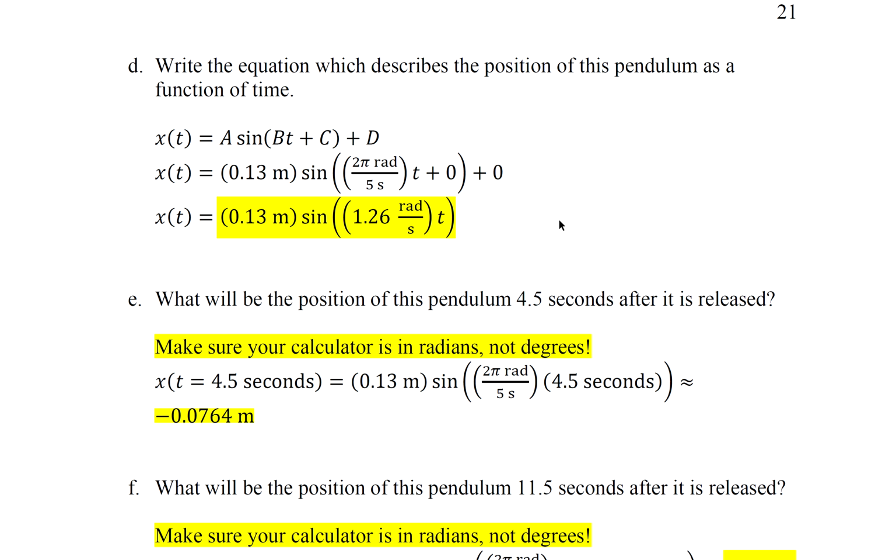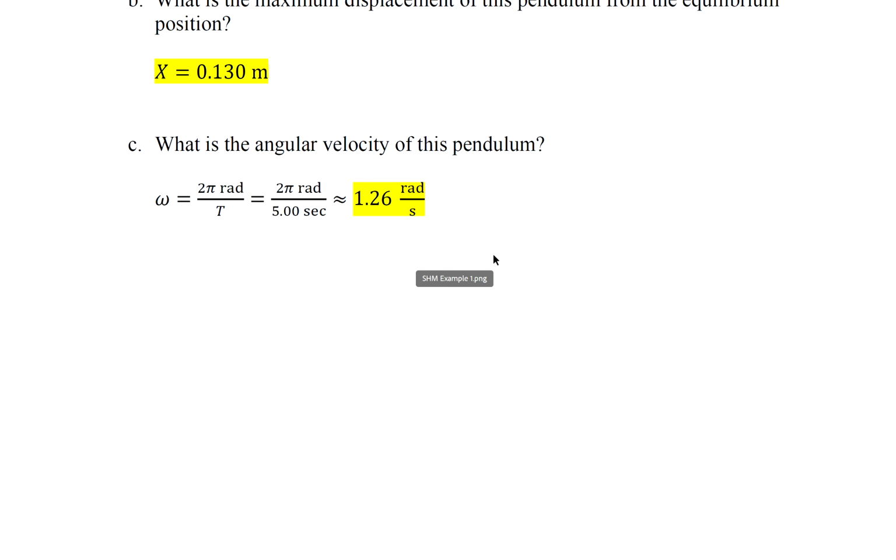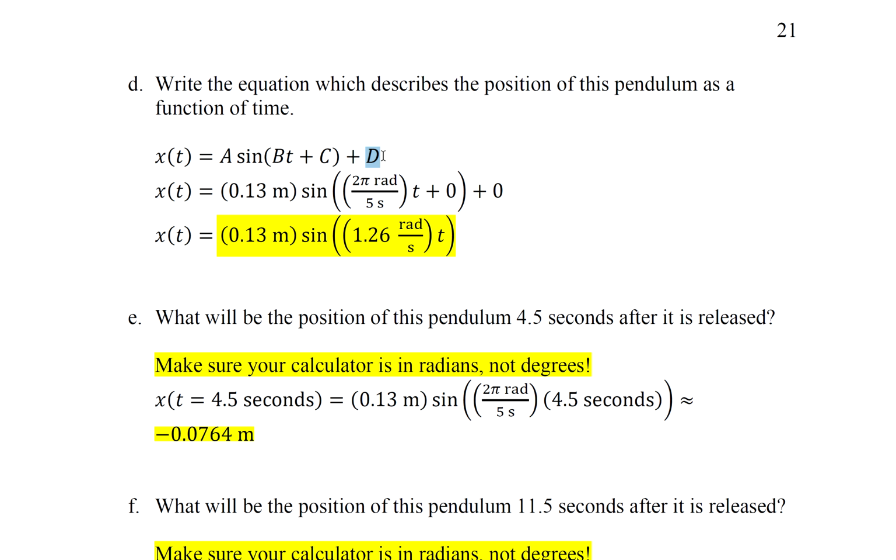Part D, write the equation which describes the position of this pendulum as a function of time. So, this is the general equation, right? This graph did not shift up or down. So D here is equal to 0. It didn't shift left or right either if we let sine be the function. So this is our function. 0.13 is the amplitude or the maximum displacement. And as you know, B is equal to 2 pi over 5.